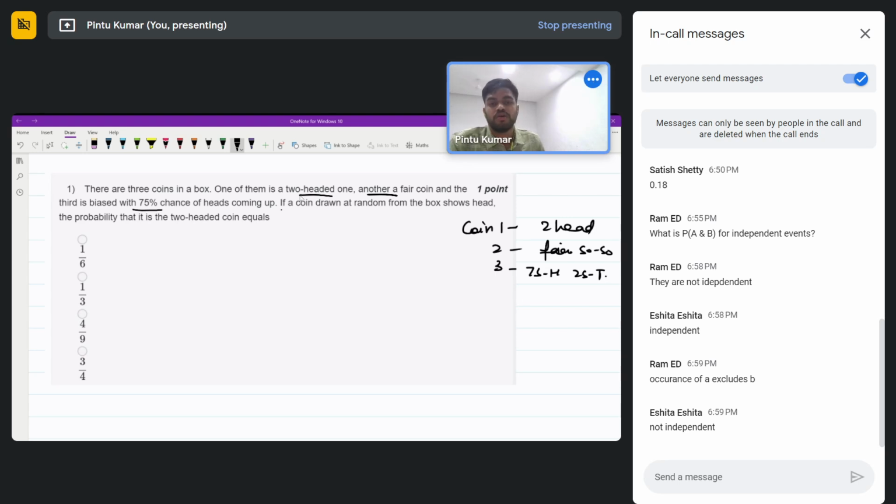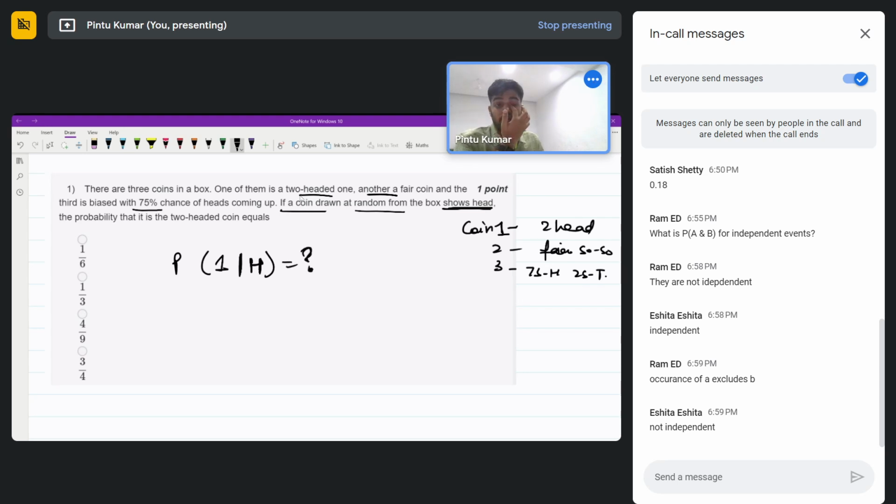Okay. Now the question is, if a coin is drawn at random from the box and shows head, so what is known to us is the outcome is head, because it is given that the coin is drawn from the box and it shows head. Then what is the probability that it is a two-headed coin? So what is the probability that the coin is the first coin? This is what the question is.